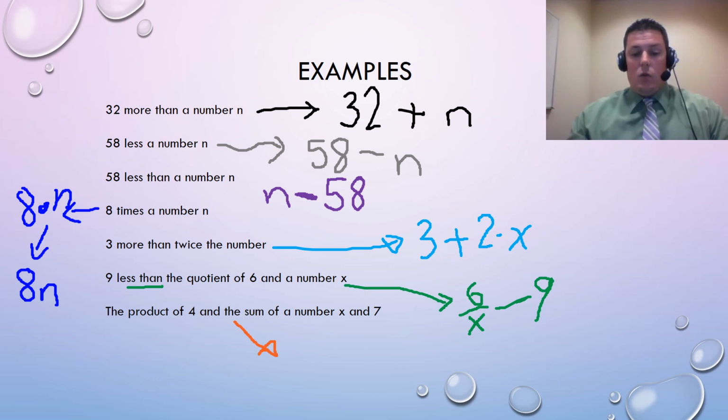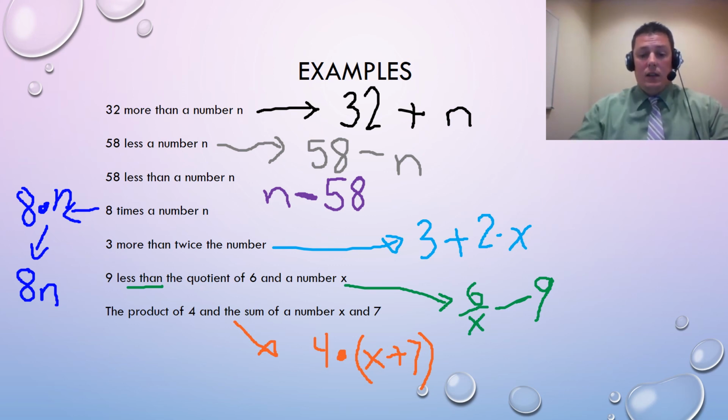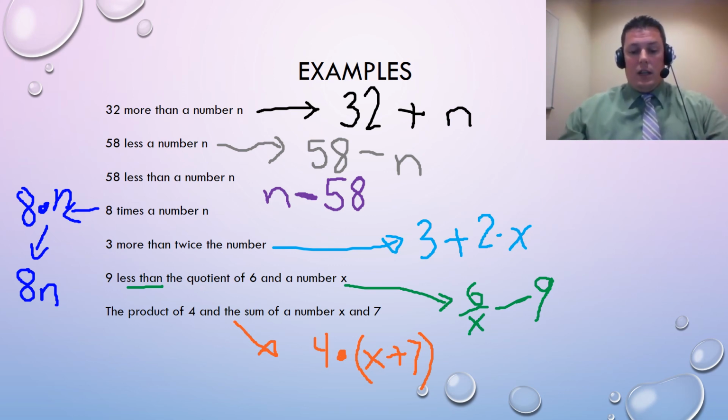Finally, the product of 4 and the sum of a number x and 7. So the product of, they're starting with multiplication and telling us that it's the product of 4. So it's the product between two things. The product of 4 and the other side is the sum of x plus 7. Now tomorrow you'll understand why I'm going to do this a little better. We're going to put parentheses around x plus 7 because we are thinking of this as x plus 7 is one expression and 4 as another. So it's a product of two separate expressions.